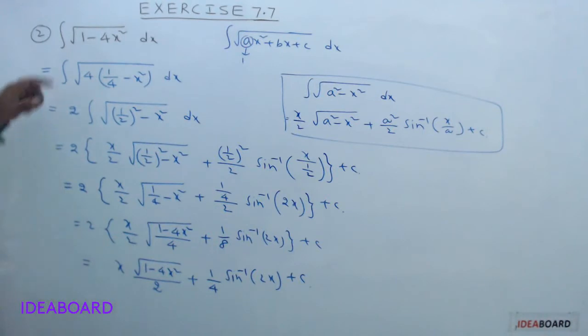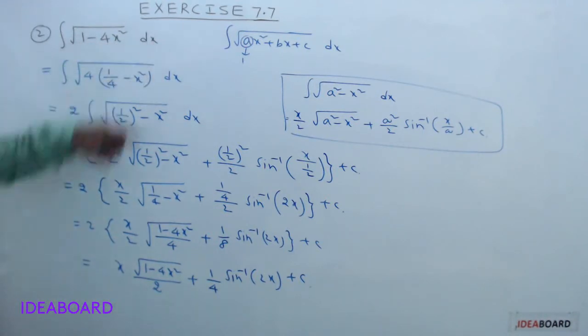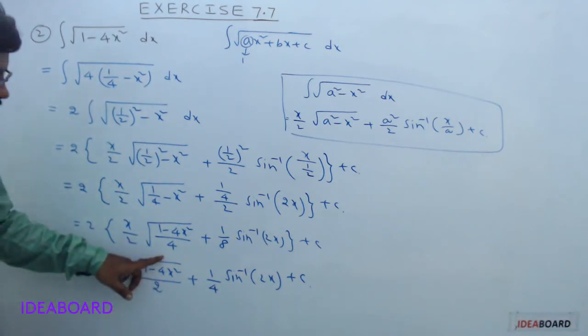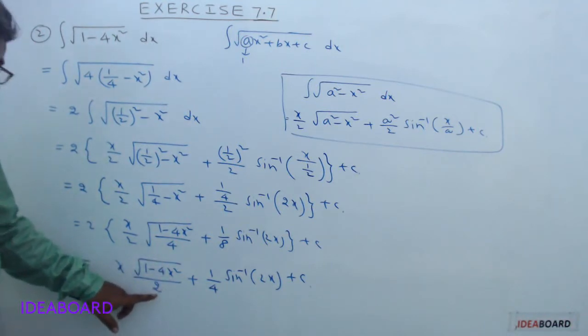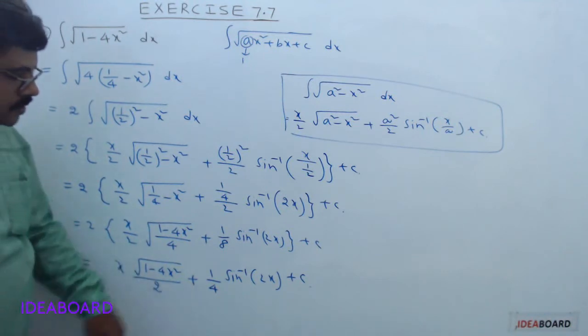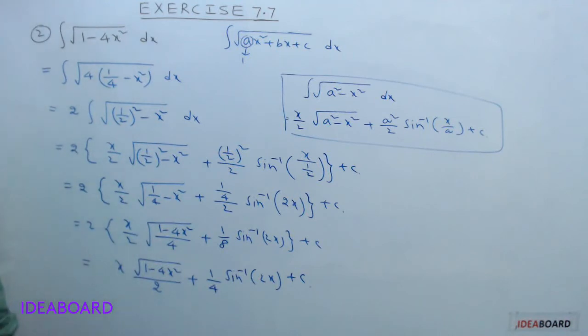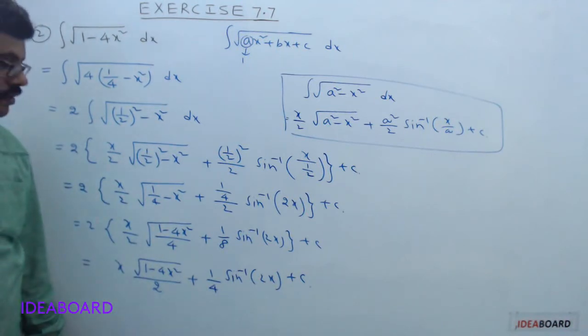So therefore integral square root of 1 minus 4x square dx equals x into square root of 1 minus 4x square divided by 2 plus 1 by 4 into sine inverse of 2x plus a constant c.